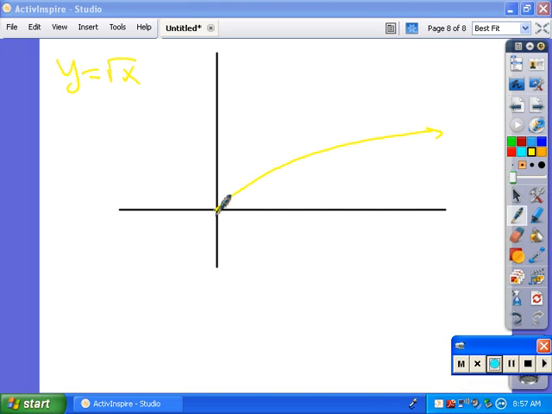0, 0, because the square root of 0 is 0. Then we got 1, 1, and then the next easy point would be what? 4, 2, because the square root of 4 is 2. And then we have to go all the way out to 9. Square root of 9 is 3. So it starts to flatten out quite a bit as it goes.